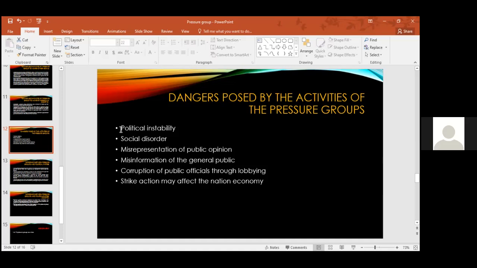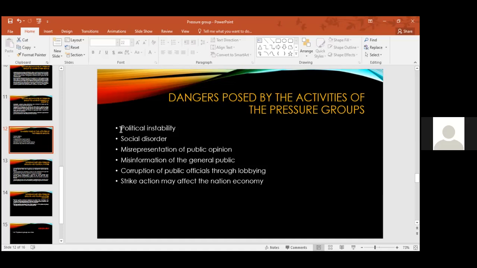So if they go with their personal agenda, instead of representing the public that they are meant to represent, they will be representing their own personal agenda. So one of the dangers posed by activities of the pressure group is misrepresentation of public opinion. That is, instead of you representing what the public wants, you are actually representing something else entirely, maybe for your personal desire or something.